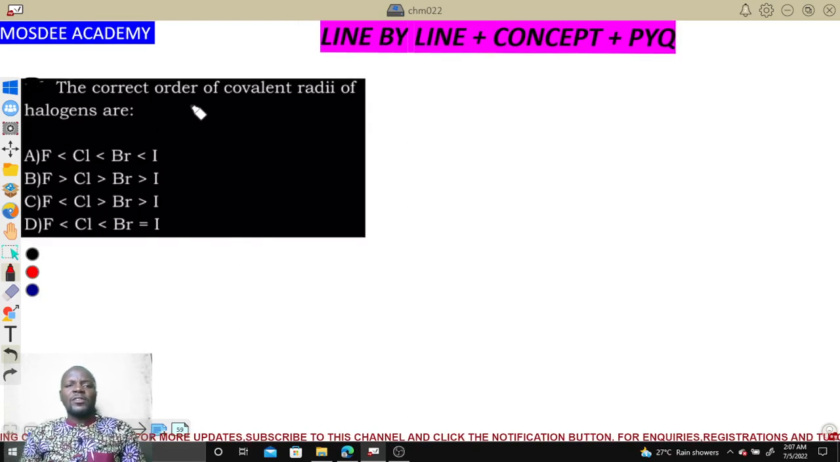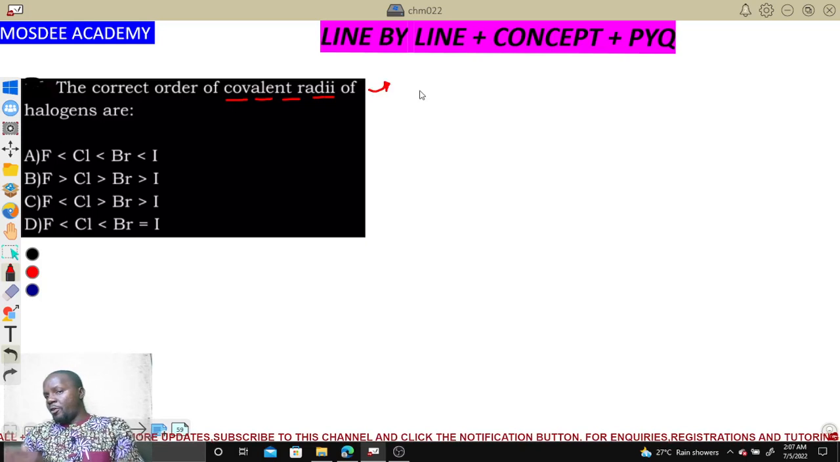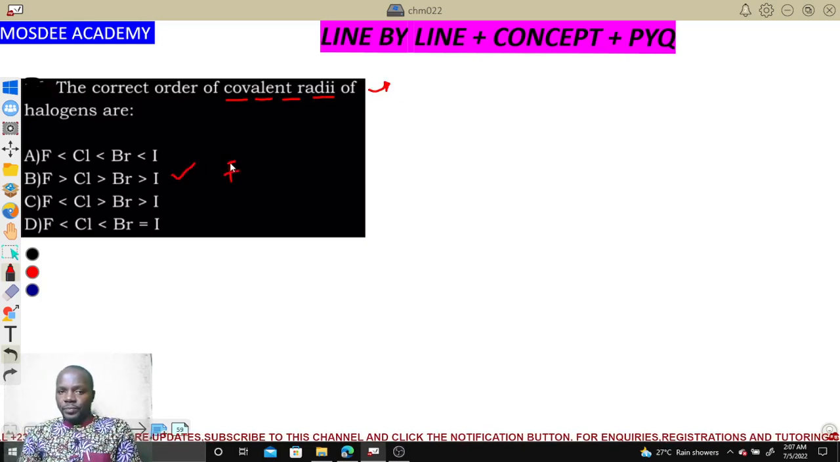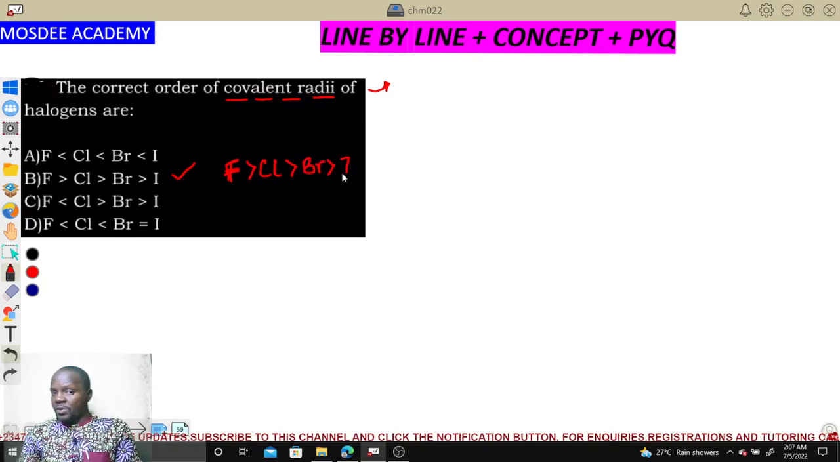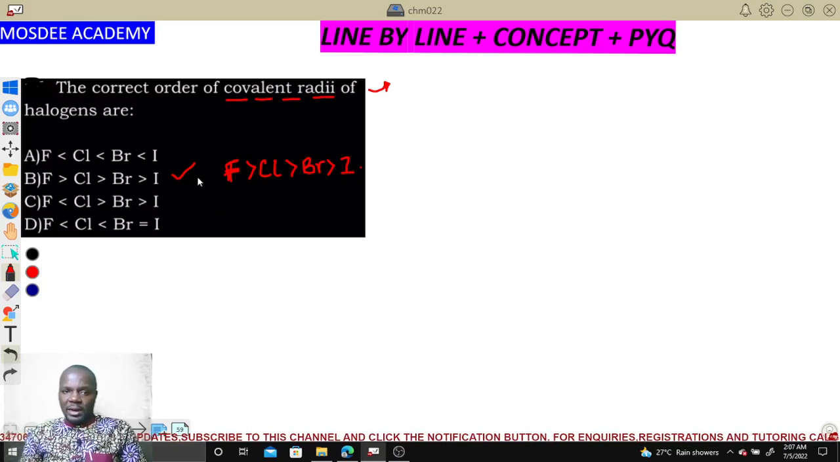Now, the next one: the correct order of covalent radii of halogens is dash. Be careful about this. You understand what we mean by covalent radii. It's still the same thing. Because these halogens are non-metals, and non-metals definitely form covalent bonds, you know that very well. So it will decrease from fluorine to iodine in this order: fluorine is bigger than chlorine, chlorine is bigger than bromine, bromine is bigger than iodine. Please note that it is because of the increase in the same thing. So we can move to the next one. That is the answer to this one.